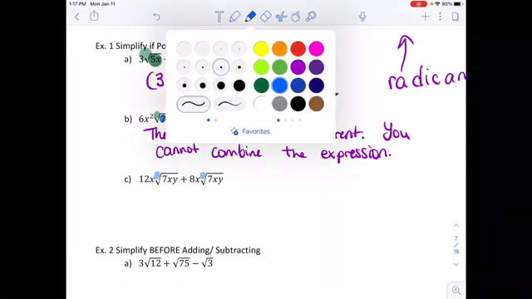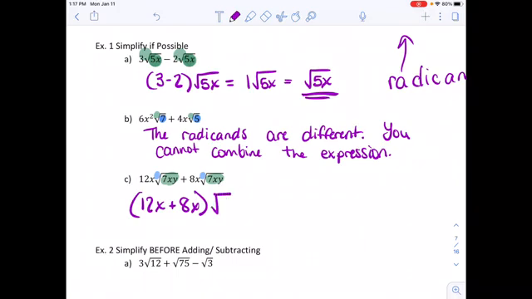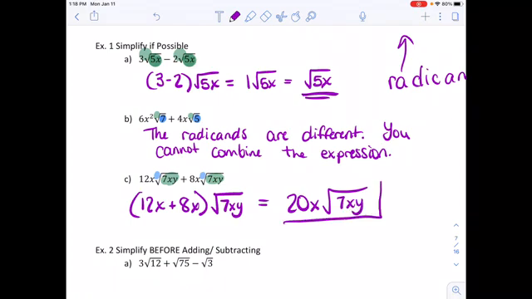Okay? And then the following one, check your indexes again. These ones are once again square roots. Our radicands are also the same, 7xy. So you can combine. Make sure you pay attention. Bring that x down. It's not a multiply, it's a variable. So 12x plus 8x all times square root of 7xy. So we end up getting 20x square root 7xy as our answer.